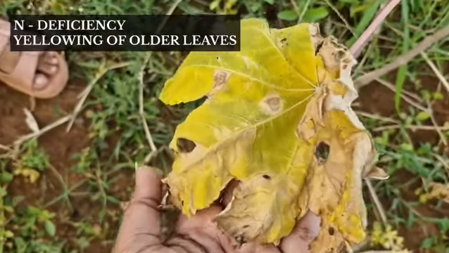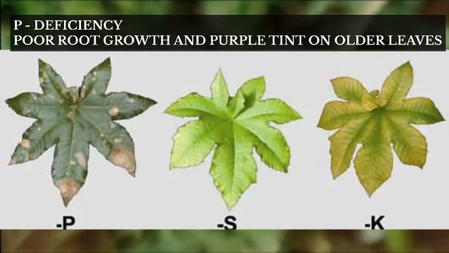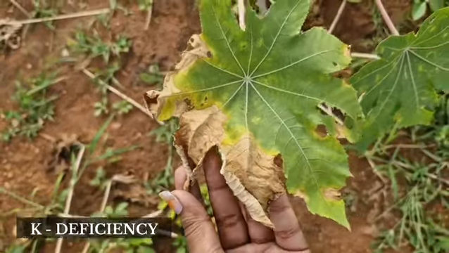Nitrogen deficiency causes yellowing of older leaves, and phosphorus deficiency causes poor root growth and purpling of leaves. Deficiency causes scorching at leaf margins. The total water requirement for this castor crop is around 500 to 700 mm, which is very less. Critical stages of irrigation are germination stage, flowering stage along with the grain and pod formation stage.